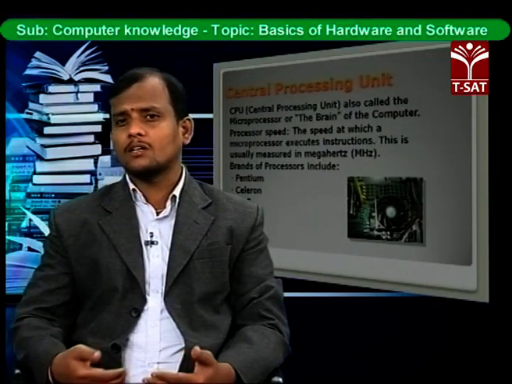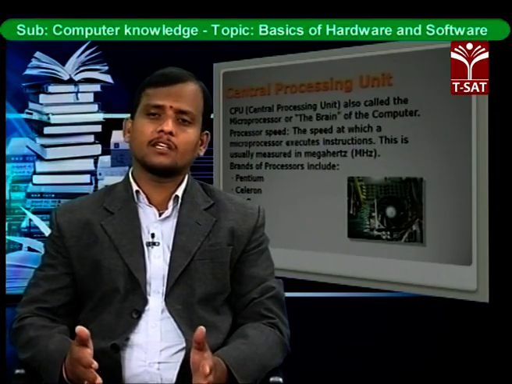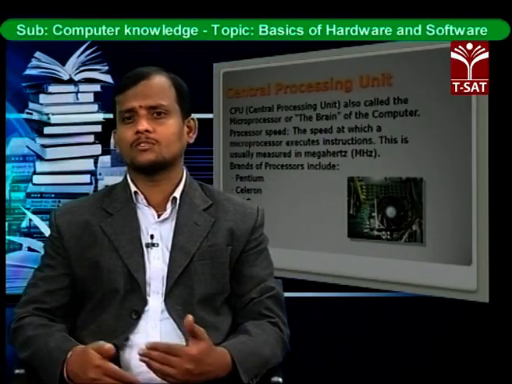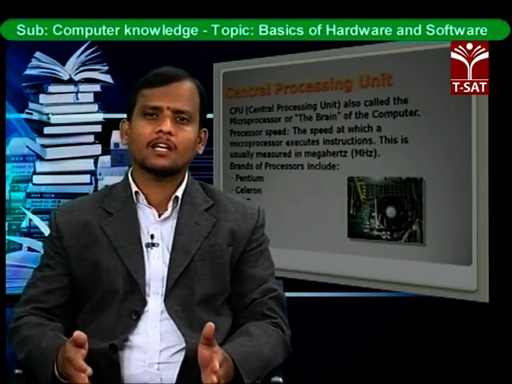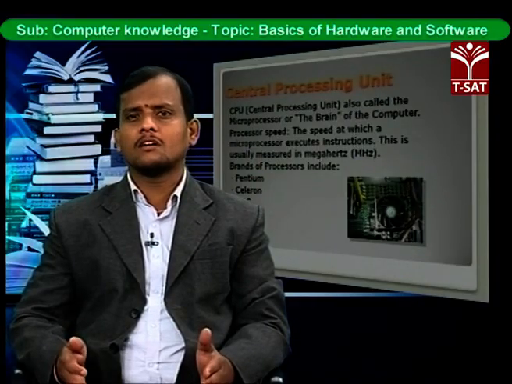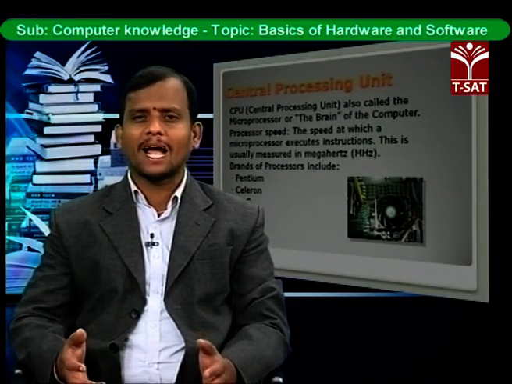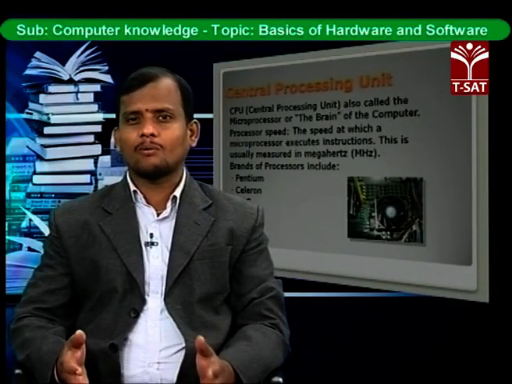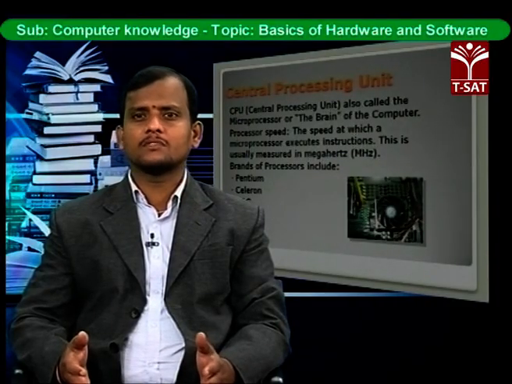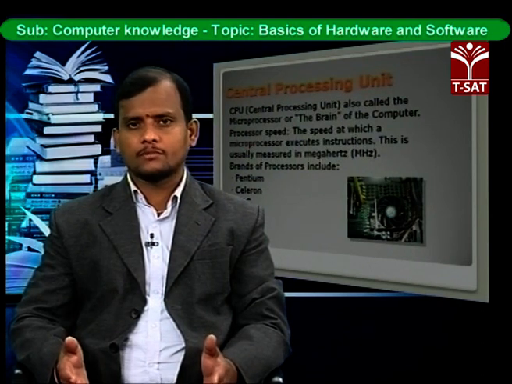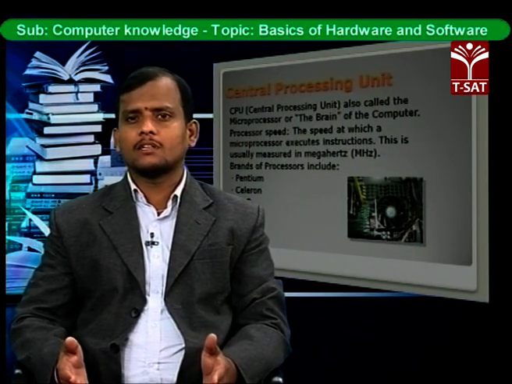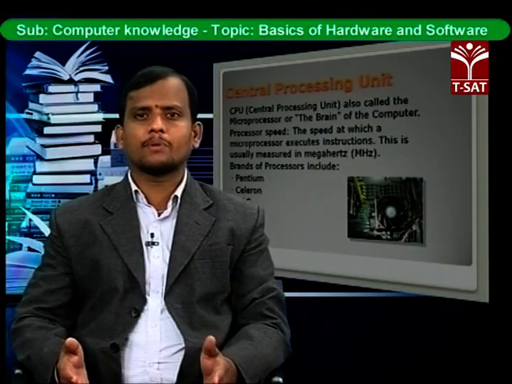So between the input and output, there is something cooking, right. There is something processing, something calculating, or something doing some action. That is called the central processing unit, in short CPU. It is the brain of the computer.